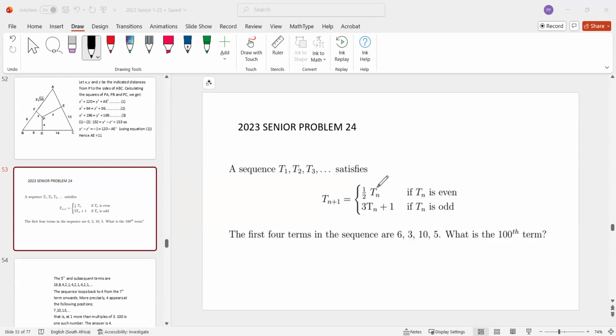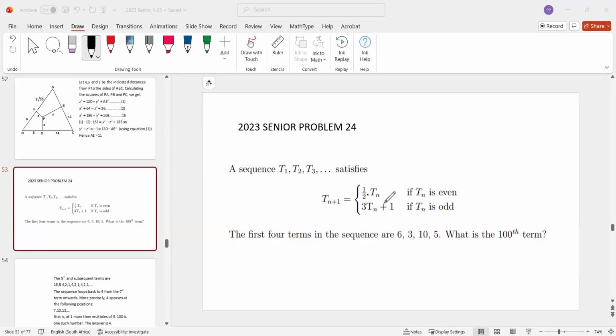If Tn is even, then you take half of it, so you get a nice integer. But if Tn happens to be odd, that's the other case, then what you do is you multiply by 3 and add 1 to it. So you can expect this to be an even number, because 3 times an odd is odd. If you add 1 to it, that becomes even.